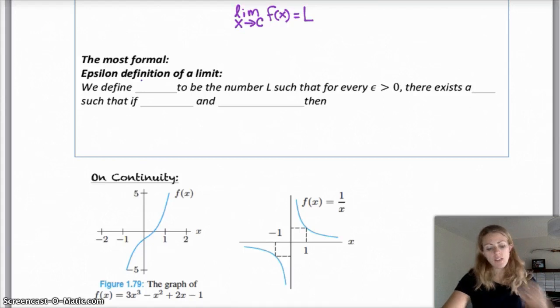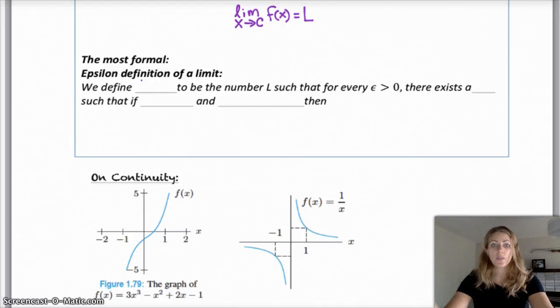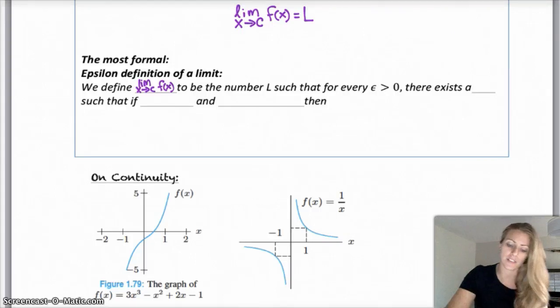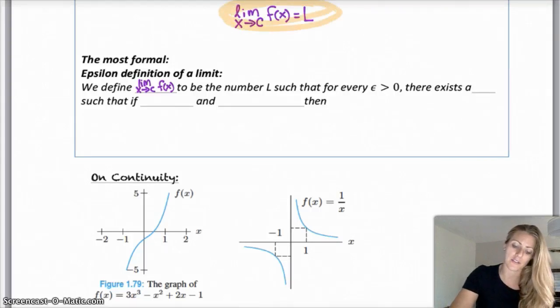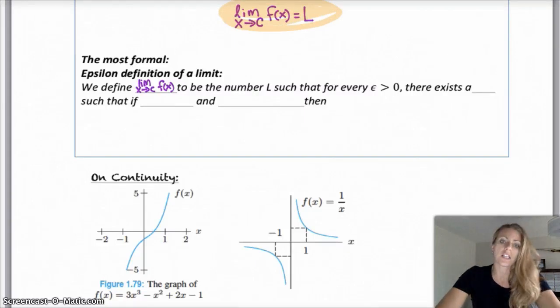So this is how the formal definition goes. We define the limit as x approaches c of f of x, same thing as we did earlier, to be the number L. We're just talking about this right now and giving it a formal definition, such that for every, that's a Greek letter called epsilon, epsilon greater than 0.